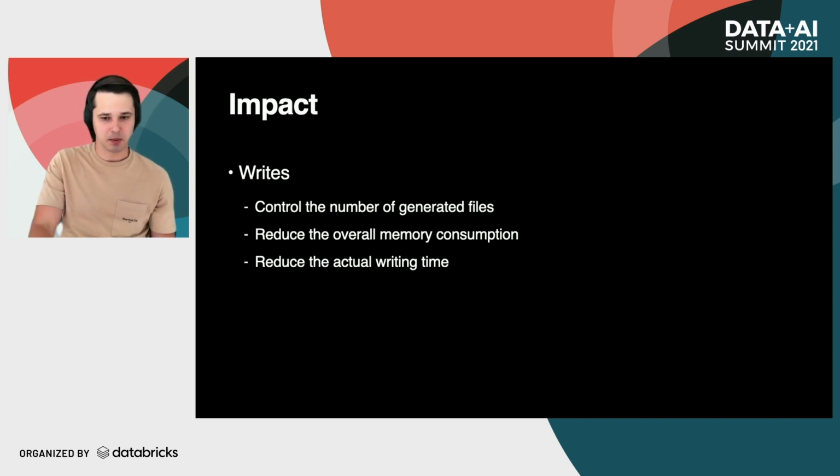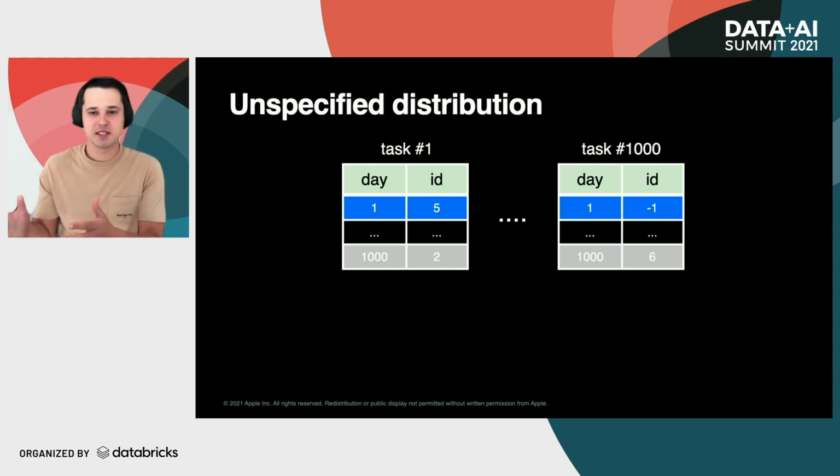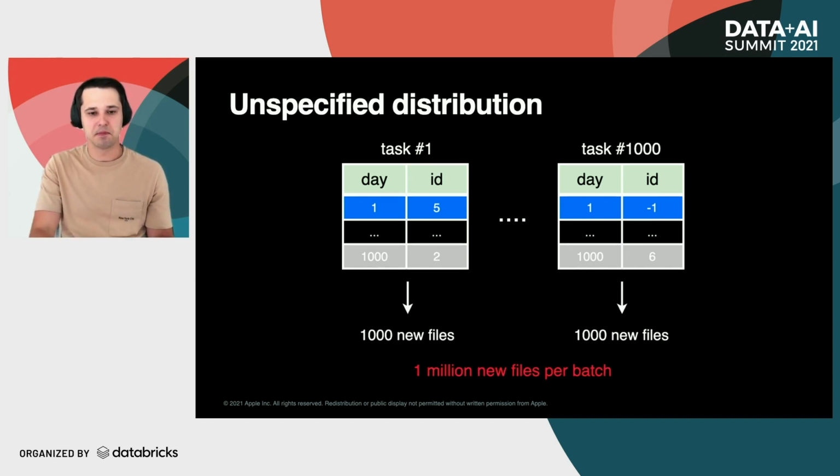Let me give you a couple of examples. Let's say we have a job with 1,000 tasks, and each task contains records for day 1 to day 1,000. And our destination table is partitioned by day, right? Without proper distribution, each Spark task may have data for every single partition. This is essentially what you see on the slide right now. This means that each task will have to write to 1,000 partitions, producing 1,000 files with 1 record each. In total, this will be 1 million files per batch.